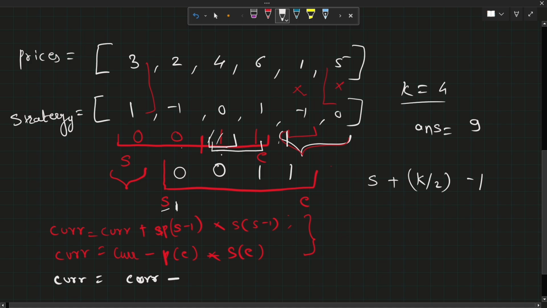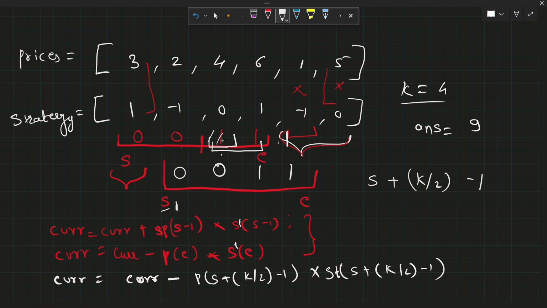Okay, so what we'll do is p of s plus k by 2 minus 1 into s of s plus k by 2 minus 1. So s here is basically strategy. This is strategy.